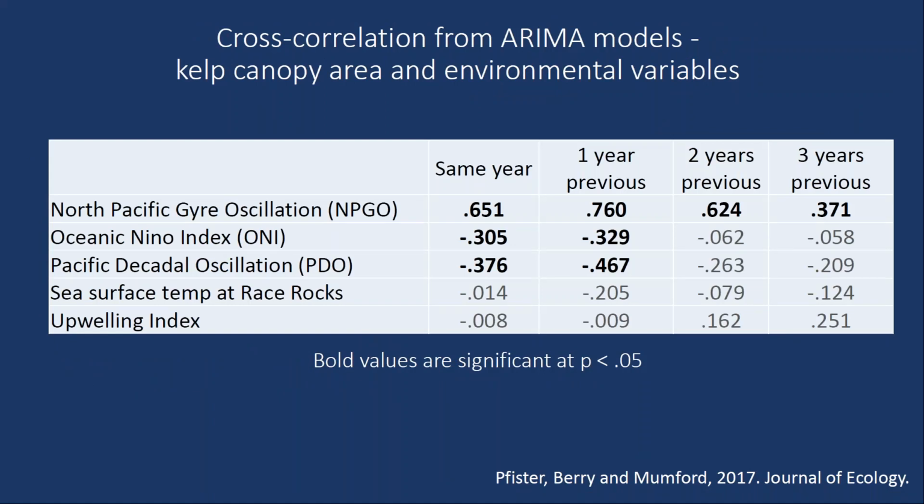And this is published. You can go look it up and get a lot more detail. This is the cross correlation, which summarizes the results. And basically, we saw significant correlations with all three ocean indices we tested. Kelp abundance was greater during the cool, nutrient-rich phases. So a positive correlation with NPGO and a negative correlation with ONI and PDO.